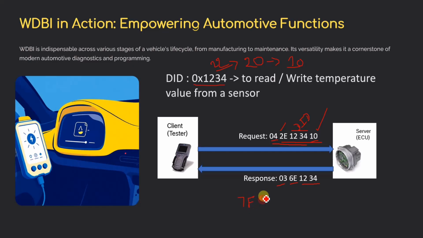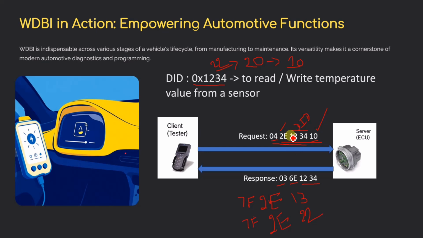7F followed by the service SID, that is 2E, and it will say the message is incomplete. The length is not correct, so it is incorrect message length, that is 13. Suppose some service conditions are there that we did not meet, and instead we are trying to write some data without meeting the precondition. Then also we will receive a negative response, like 7F followed by SID 2E 22. 22 is conditions not correct.